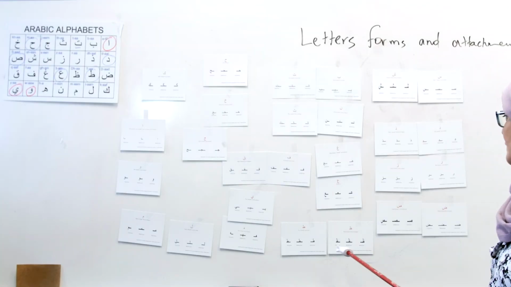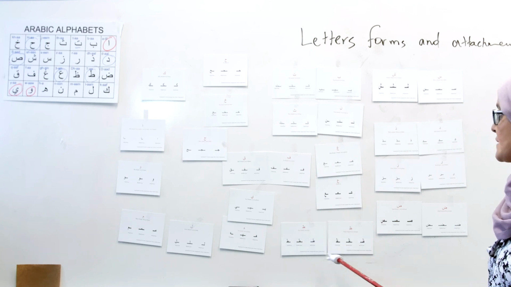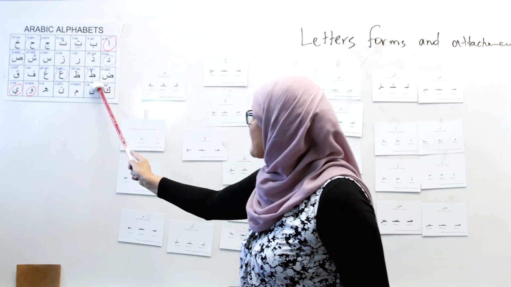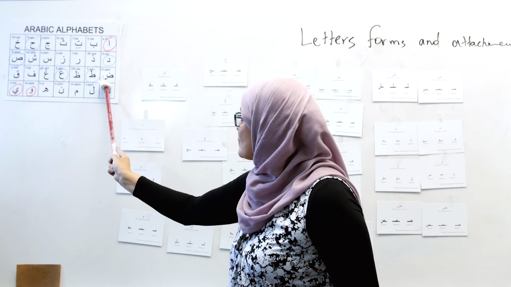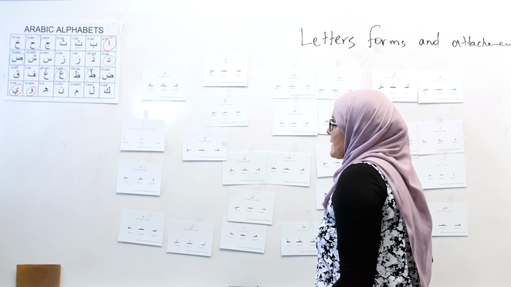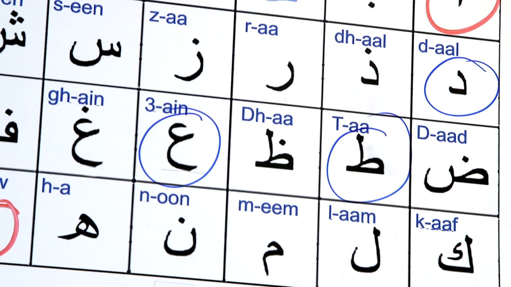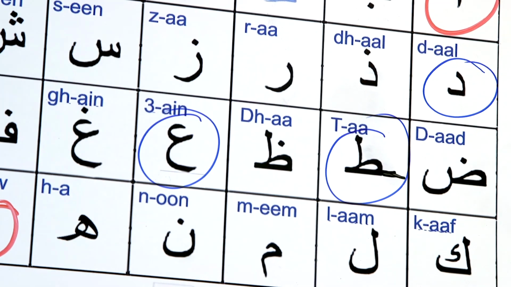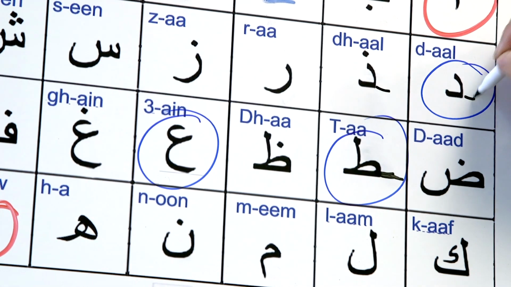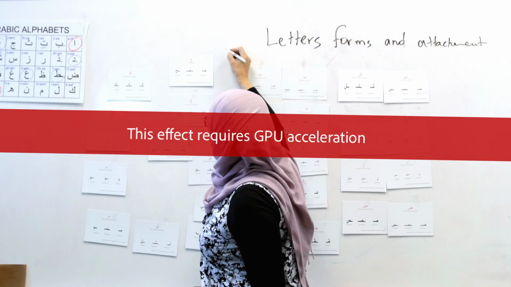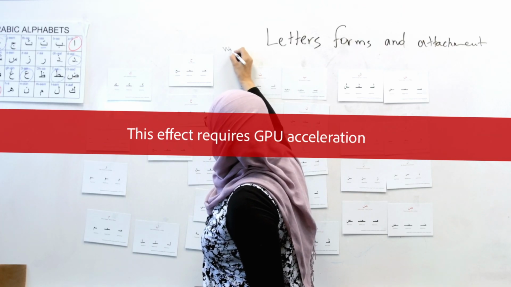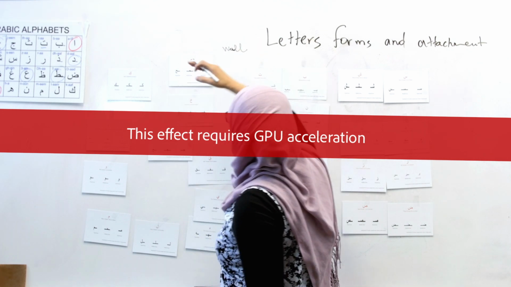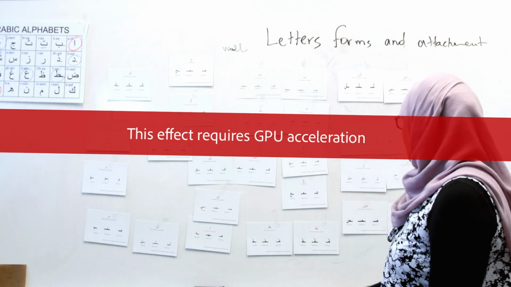Then we are going to the ta and the da. So the ta, if you can see it, it's just the same. It just needs something in the middle form. All these need this straight line, just like when you write, for example, cursive. So you need something to take you to the next letter.